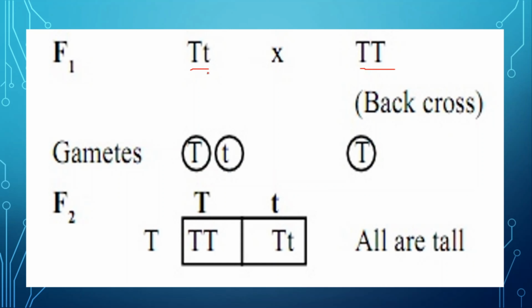The result is that when the parent has both the dominant alleles, then all the offspring were dominant in character, tall in character. That means 50% are pure tall and 50% have the recessive allele, but in the presence of capital T they could not express themselves. In this way all are tall. So back cross is of two types, it may be with the parent having all the dominant character, or the parent may have the recessive character. So two types of back cross are there.